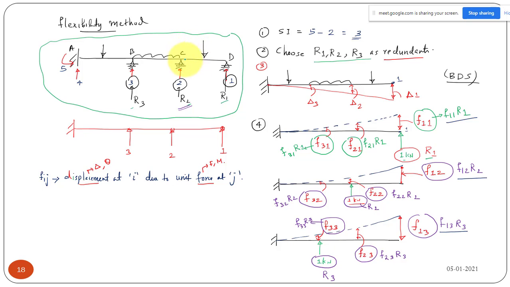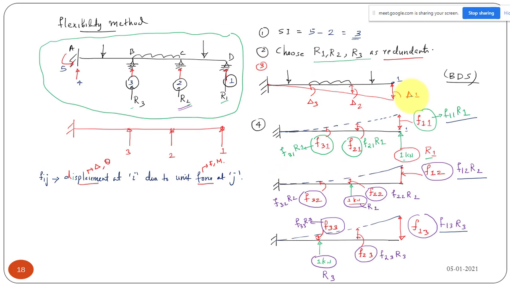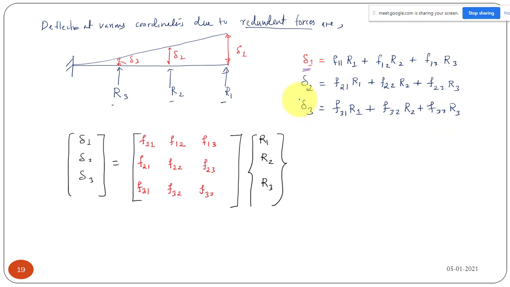First we have removed these support reactions, and I have delta 1, delta 2, delta 3. This is the deflection at these coordinates due to external load in the determinant structure. So now tell me, this is my real structure, and what is the relation between capital delta 1, delta 2, delta 3 and small delta 1, delta 2, delta 3? What should be the relation?